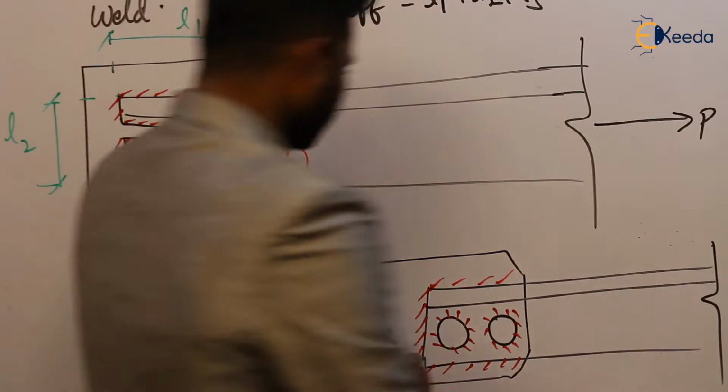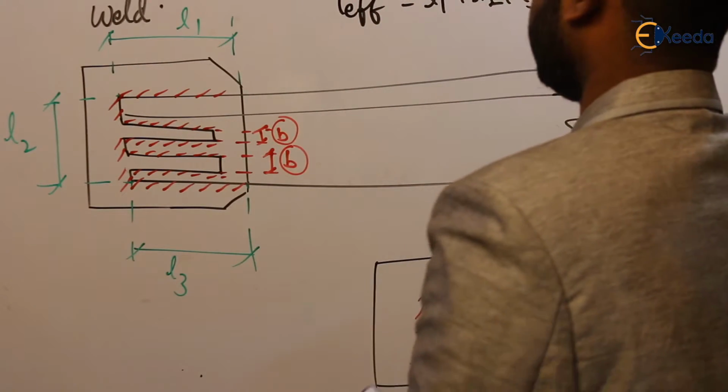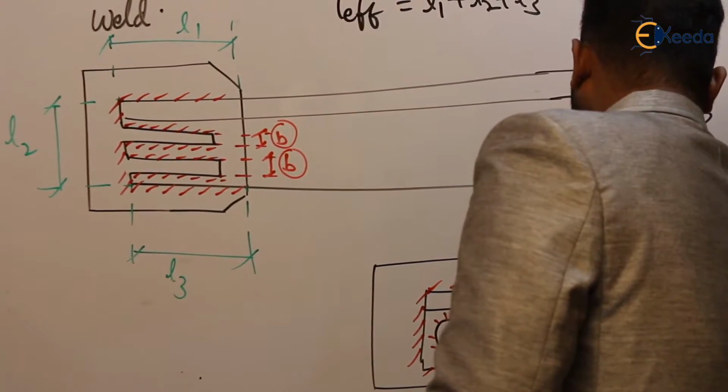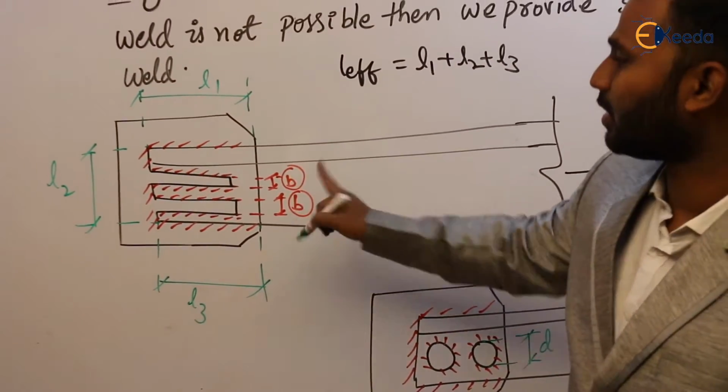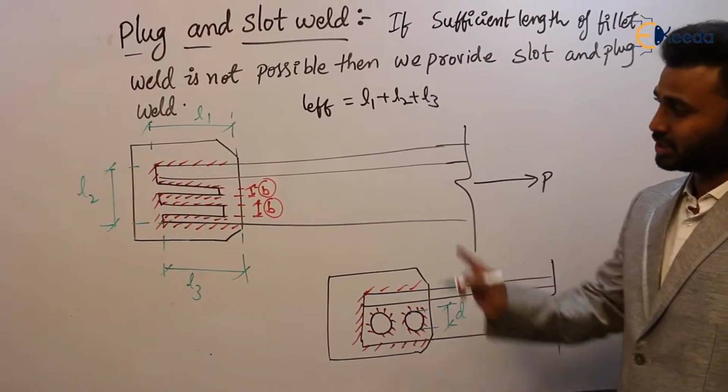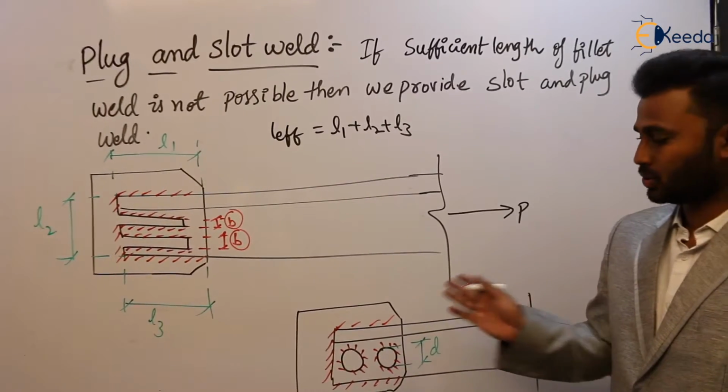So here if you observe, this is D. This is the dia of the slot. Here this is the width of the slot. So in this way the plug and slot weld are provided along with fillet weld. Agree? So take the diagram.